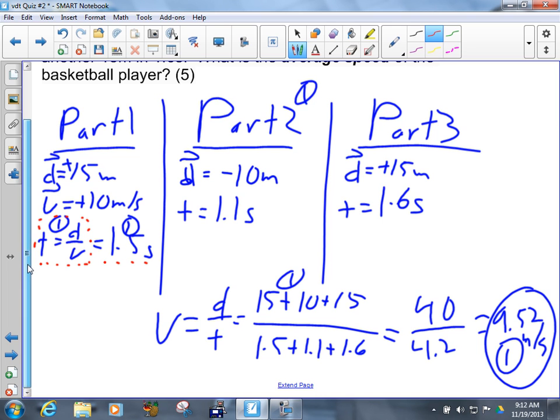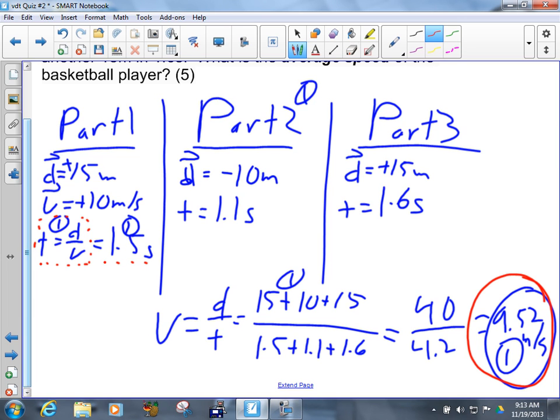So my next mark is going to be for v equals d over t, 15 plus 10 plus 15, because direction didn't matter, over 1.5 plus 1.1 plus 1.6, or maybe they just went 40 over 4.2, whichever, give them the mark for that. And then your final answer is 9.52 meters per second. If they have 9.5, that's fine as long as they have meters per second on there. If they have a direction on there, it is unfortunately wrong because speed does not have direction. It is a scalar quantity.